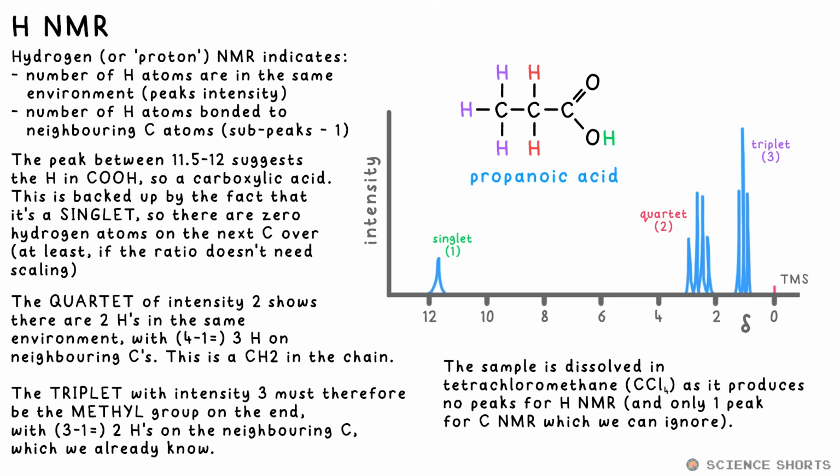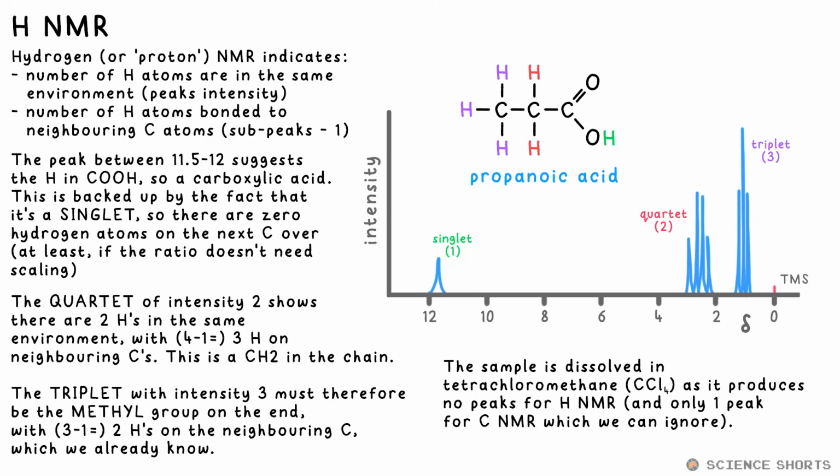Not so bad at the moment, but now we look at the peaks being split. Here we go. The hydrogen environment's peak is split as many times as there are hydrogens on an adjacent carbon. That's not the carbon the hydrogen is bonded to, but one carbon over. So if the peak isn't split, that's a singlet. There's no hydrogens on the adjacent carbon. If it's split into 2, there's 1 hydrogen on the adjacent carbon. Triplet, 2 hydrogens. Quartet, 3.